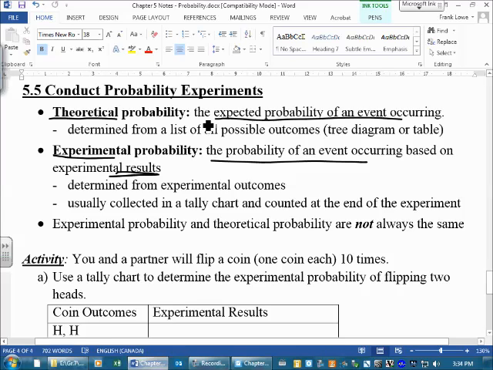Theoretical is from the perfect world, right? What you would expect to occur. And experimental is what actually happens.